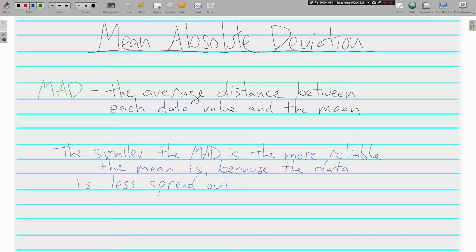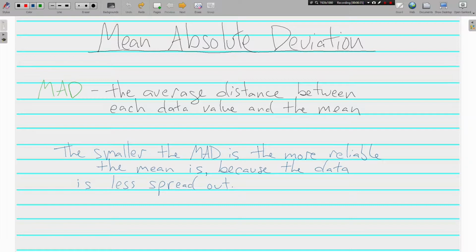It sounds pretty terrible, mean absolute deviation, a couple big words in there. It's not actually too bad. Really all it is, if you can find an average, if you can find a mean, you can do this, okay? The MAD is the average distance between each data value and the mean.